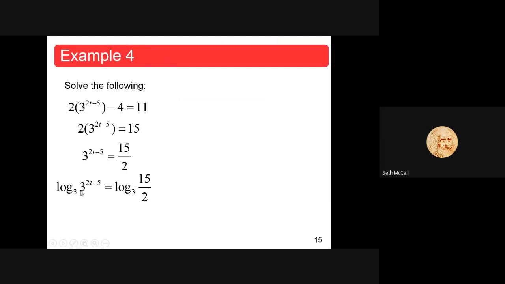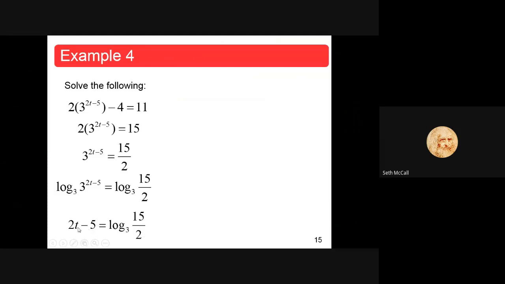Now that we have log base 3 of 3, this 2t minus 5 is able to be brought down and in front of the log, and you have this log base 3 of 3. And as you saw in the previous problem, if the log base matches the number that is being logged, it all cancels and just turns into 1. So this 2t minus 5 is going to come down front, and the log base 3 of 3 is going to go away. And that's why you see we only have 2t minus 5 on this side, and this log base 3 on this side is still there, obviously, because 15 over 2 doesn't match 3.